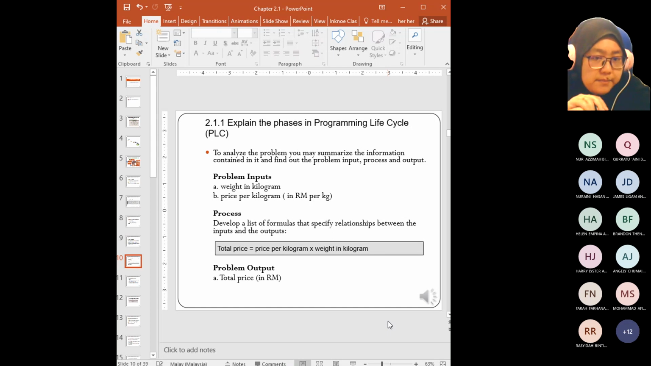Slide number 10. So, to analyze the problem, you may summarize the information contained in it and find the problem input, process and output. So, kita nak dapatkan masalah tu, dia ada input, proses dengan output. So, saya bagi contoh apps untuk dapatkan playlist, lebih senang kot nak faham. Boleh? Saya guna contoh kita create playlist secara automatik tadi.